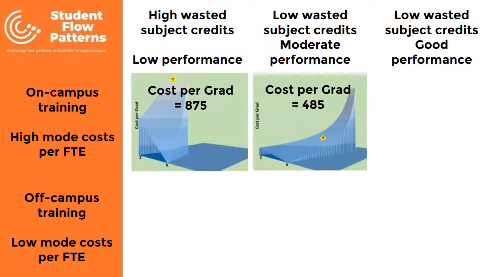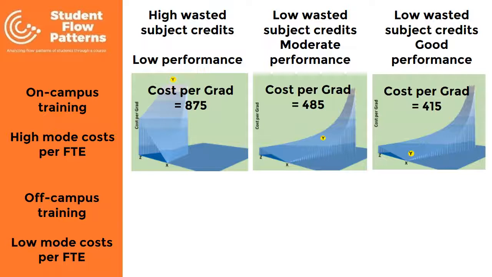The second calculation is also for on-campus training with a low number of subject credits wasted due to few student subject failures. Student throughput performance for the training course is better and is described as moderate. The calculated cost per graduate drops considerably to 485 units per graduate, which is still high, however.